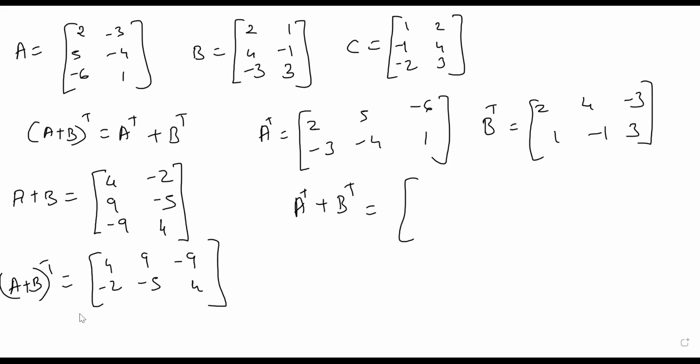तो अब A ट्रांसपोज प्लस B ट्रांसपोज ये होगा 4, ये होगा 9, ये होगा minus 9. This will be minus 2 minus 5, 4. Now see these two are equal. So it is proved.